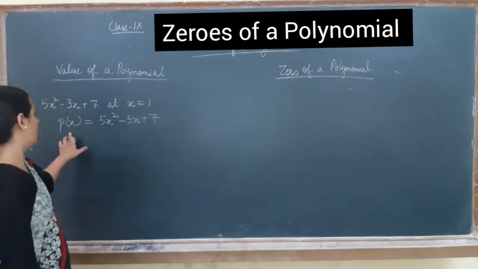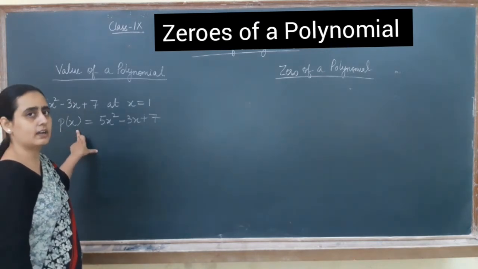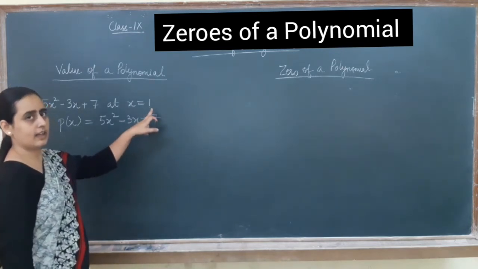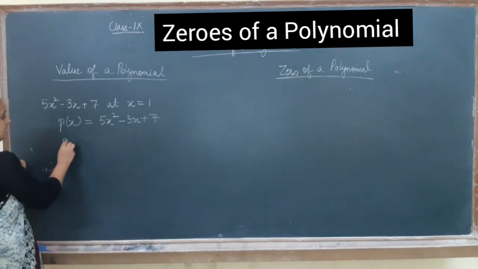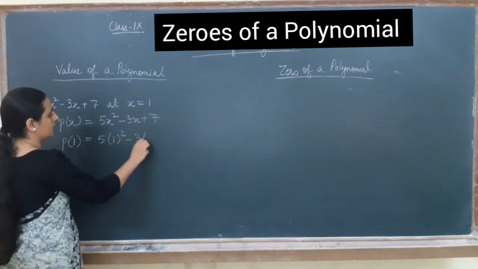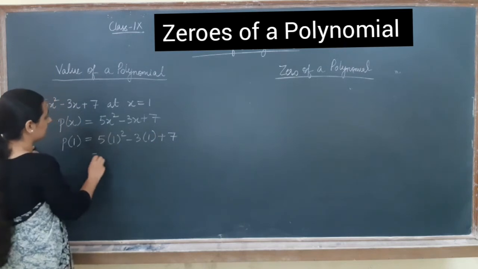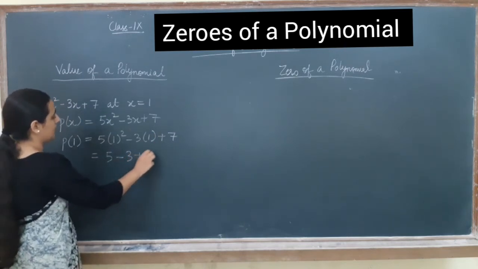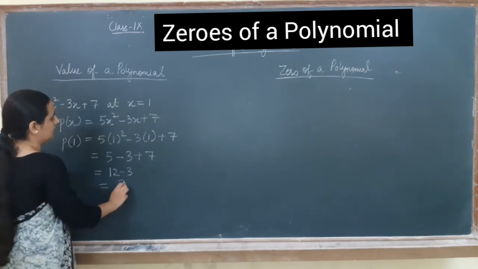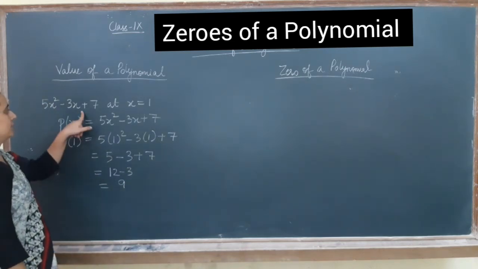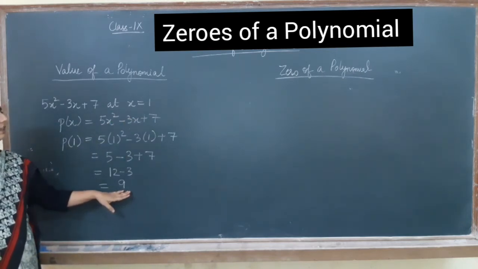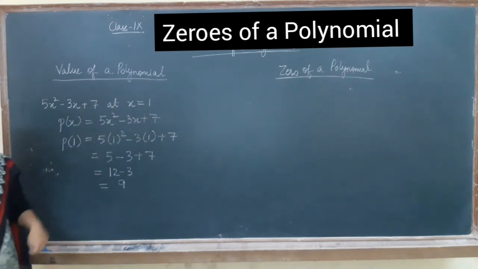Then if I ask you what will be the value of this polynomial at x is equal to 1, that means wherever x is there, there I have to write 1. So in place of p(x) now I will write p(1). So 5 into 1 square minus 3 into 1 plus 7. This will be 5 minus 3 plus 7. 7 plus 5 will be 12, minus 3, that is 9. So I can say the value of this p(x) at x is equal to 1 is 9. That means when I substituted the value of x as 1, I got the answer as 9.